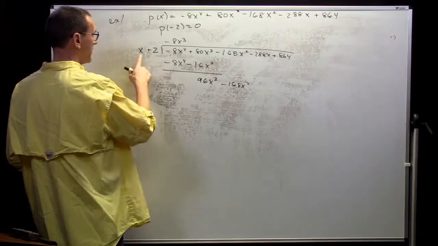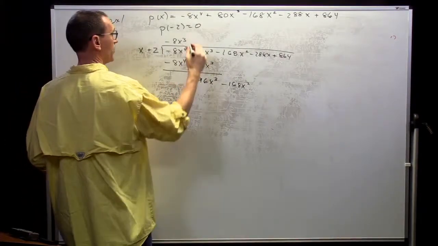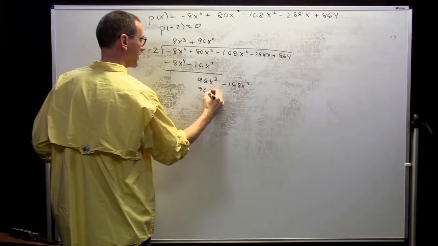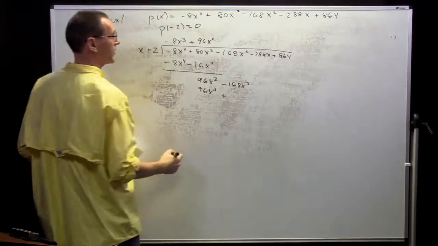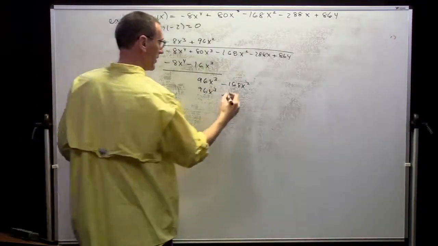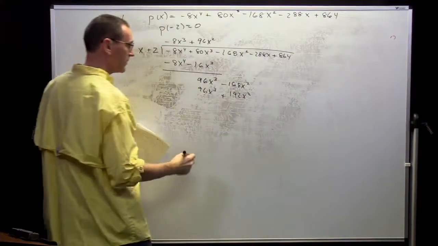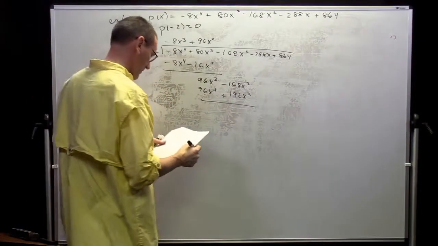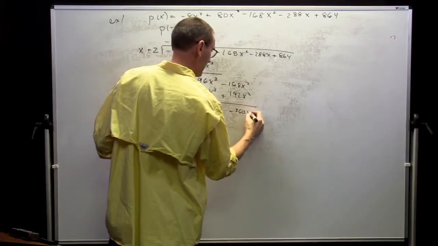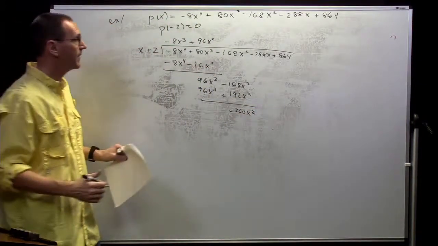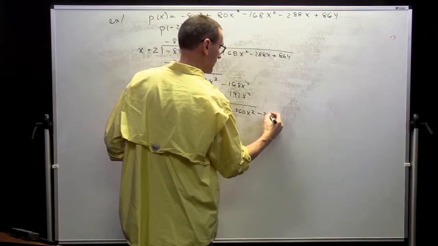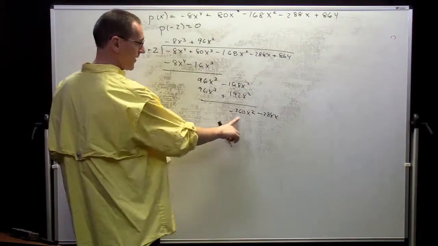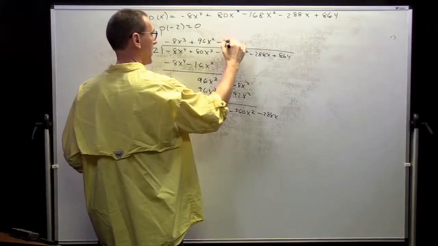All right, what times x gives me 96x cubed? That's going to be 96x squared. So that's 96x cubed plus, that's what, 192? Yes. 192x squared. This minus this is 0. This minus this, I'm just going to tell you, is minus 360x squared. I'm going to bring these down. Get that. Now I want to know what times x gives me that number. That's going to be minus 360x.